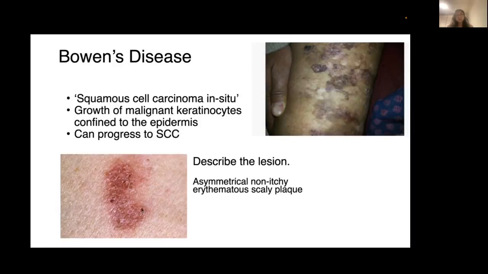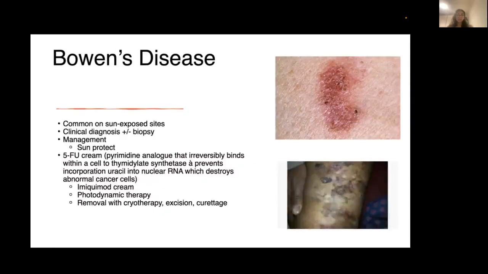To describe this, I would call it asymmetrical. It's erythematous, it's a bit scaly, and it's hard to tell from the picture, but slightly raised, so it's a plaque. So again, Bowen's disease is common on sun-exposed sites. It can be a clinical diagnosis, but if unsure, we can do a biopsy.